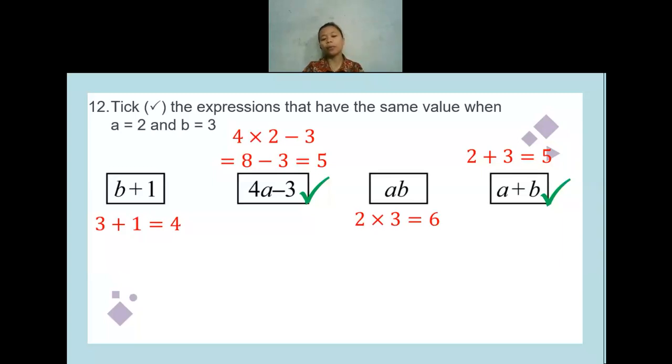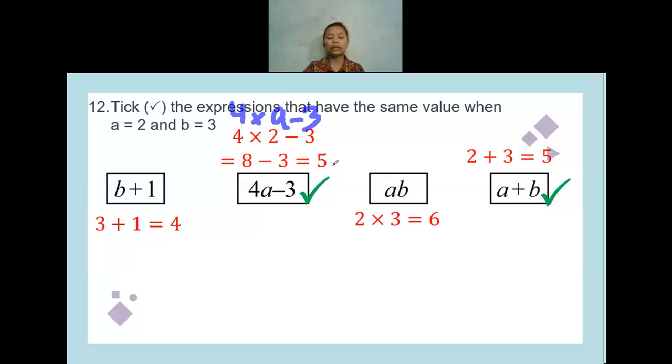And then for the second box, we have 4a minus 3. 4a means 4 times a. So we can write it as 4 times a minus 3. We will replace the value of a with 2. So we will have 4 times 2 minus 3. Multiplication has to be done first. So we do 4 times 2, which is equal to 8. 8 minus 3 will be equal to 5.